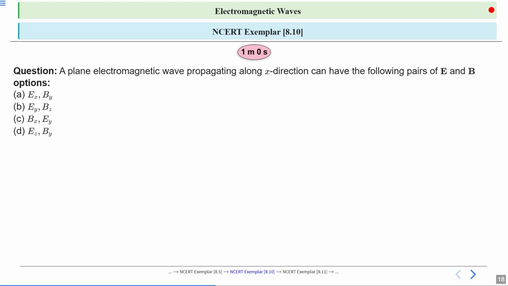So next question: a plane electromagnetic wave propagating along the x direction can have the following pairs of electric and magnetic field. It is propagating along the x direction, so which components of electric field and magnetic field are possible, and which are not? More than one option can be correct. So I will give you some time to think about it.